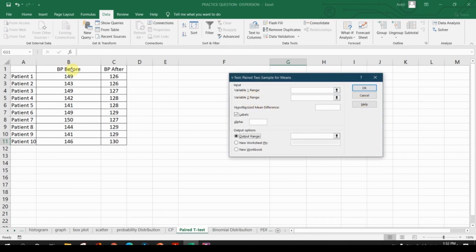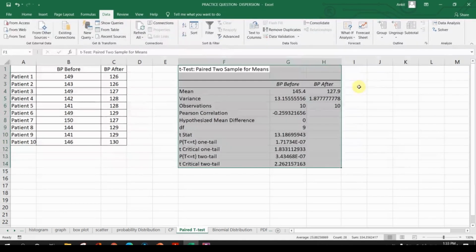This is the variable 1 range. Selecting all of them. And the variable 2 range is this one. And the hypothesized mean difference, as we know, is 0. Labels is checked. Alpha is 0.05. And for output, let's take it here only. Then click OK. So this is the way we will get the output.